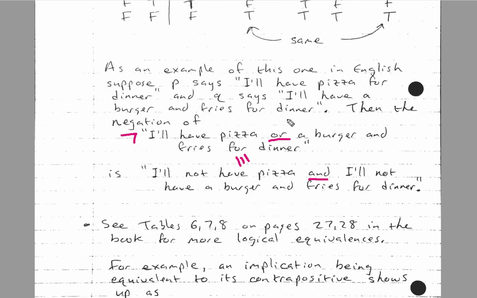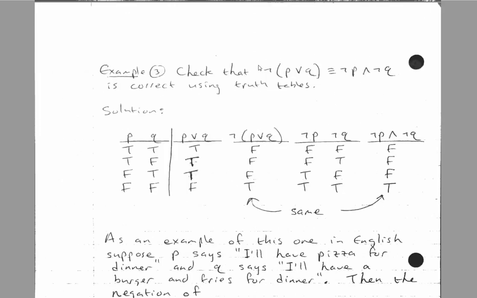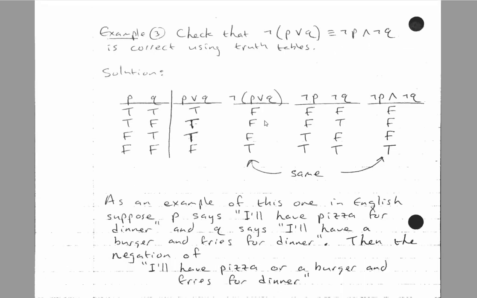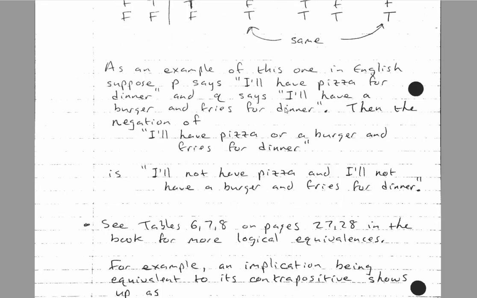Yeah, you were going to have pizza or a burger and fries, but then you change your mind, you're not doing that. Okay, so that's equivalent to saying I'm not going to have a pizza and I'm not going to have a burger and fries. So that's an example of this logical equivalence. I hope it makes sense.